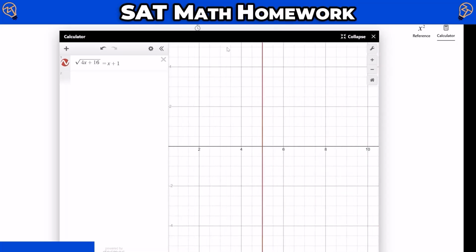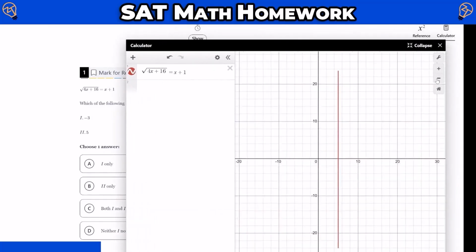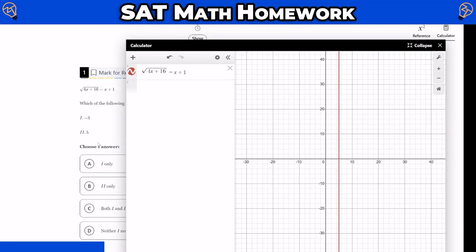So notice we get x equals 5. There is no x equals -3 here. You could zoom out and you could see at -3, there is no vertical line. So right away we get the correct answer is Roman numeral 2, which means answer option B. And we could move on.